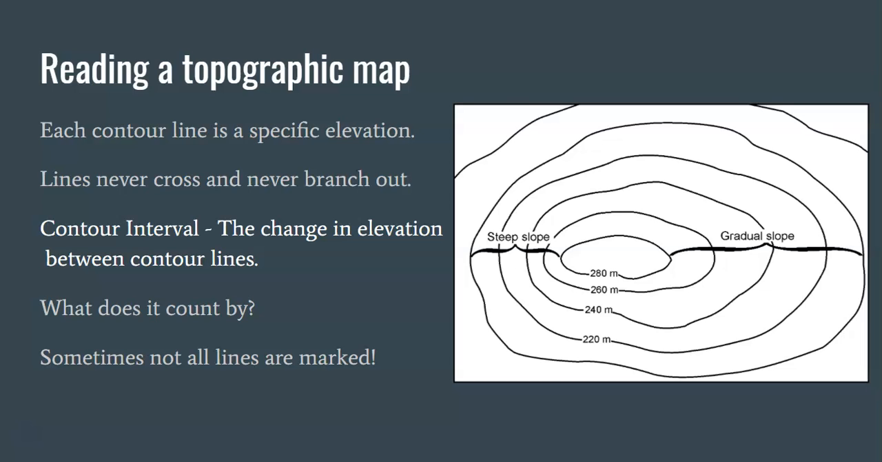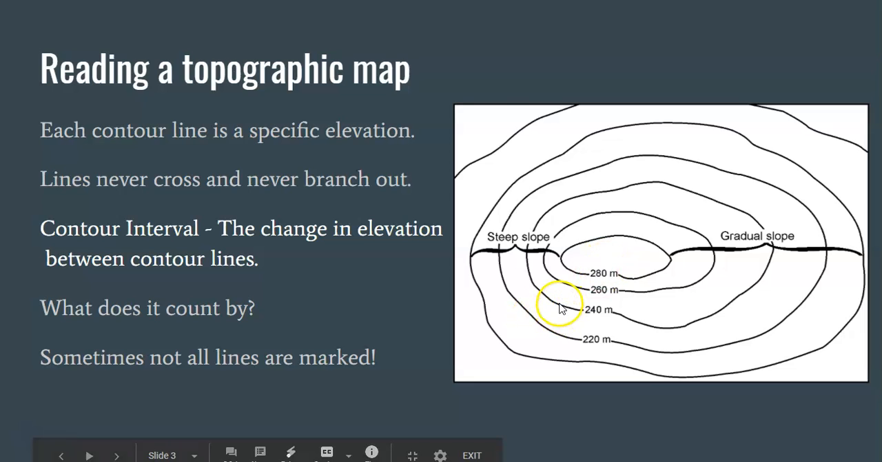Now, there are a couple of rules about contour lines that we'll get into in a little bit. So like I said, each contour line is a specific elevation, a specific height above the ground. Some of the rules are lines will never cross and then they'll never branch out. They do always eventually end up touching each other. As you can kind of see here, there's a lot of round ones. You can tell that this mountain is getting taller and taller and taller as it gets towards the middle.